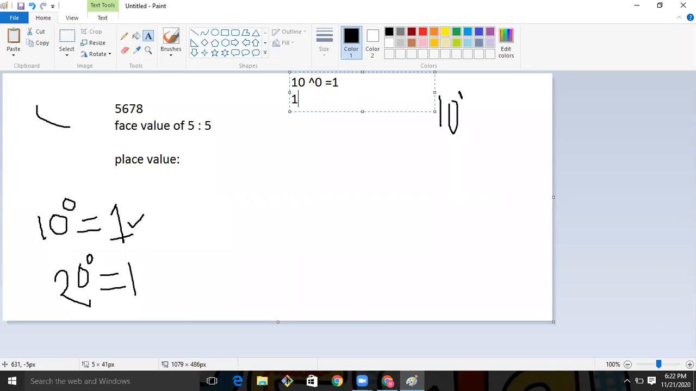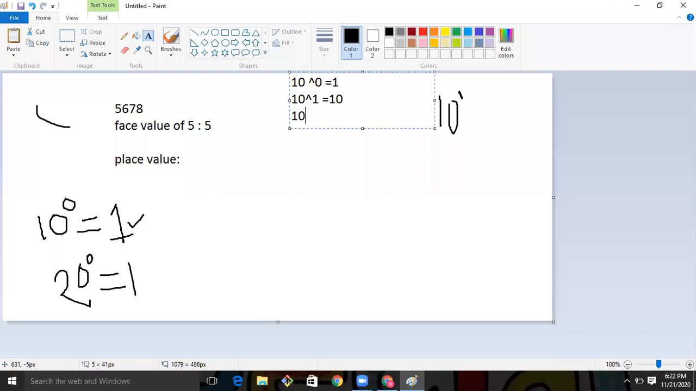Now tell me, what is the value of 10 power 1? Tell me, Nana. Yesterday I already gave the table for this also. 10 to the power of 1 is nothing but 10.